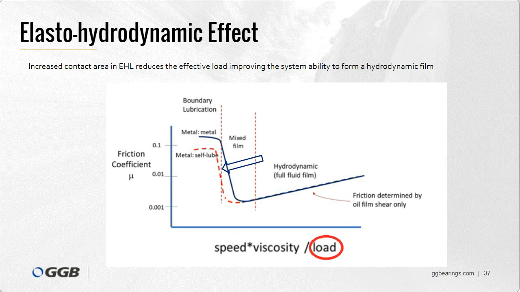mating components. Let's compare the lubrication curves of the metal-on-metal system, like that of a bronze bearing on a steel shaft, with the self-lube bearing on metal system, like that of a GGB DP31 metal polymer bearing on a steel shaft. Because the DP31 bearing liner can elastically deform, thereby reducing the contact pressure, the denominator of the x-axis is lower, meaning that we can get into full hydrodynamic lubrication quicker with less speed and a less viscous lubricant.